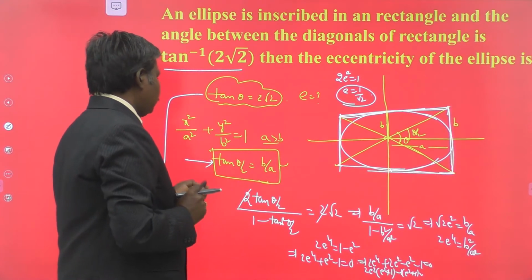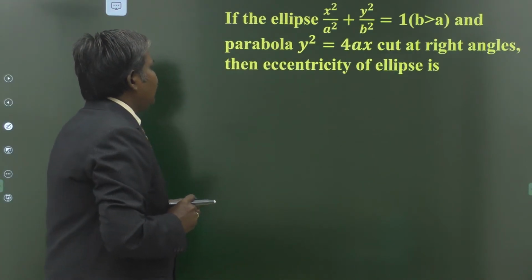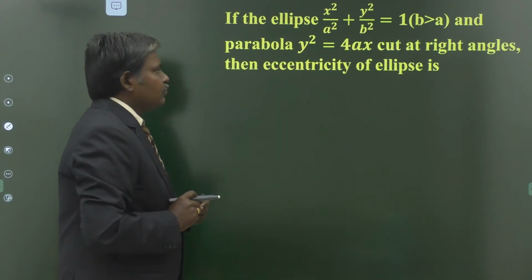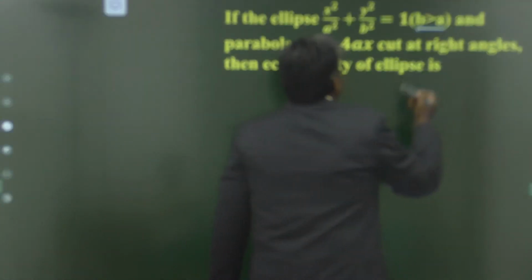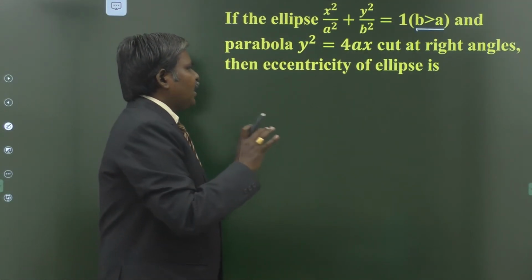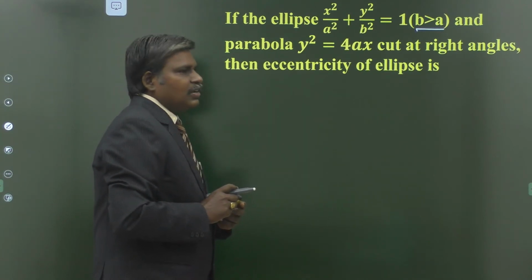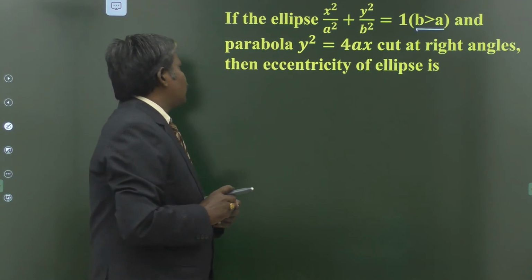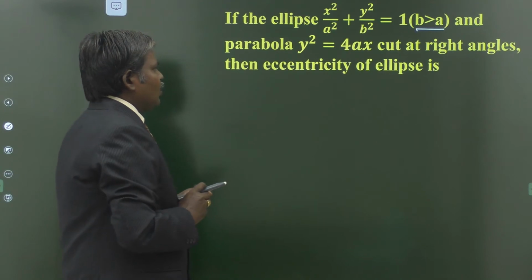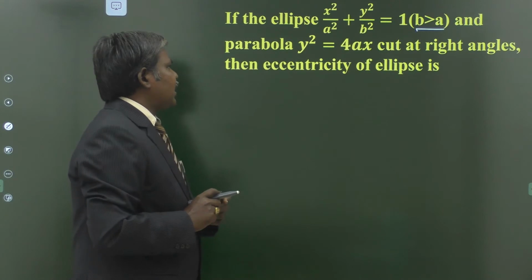Next one. If the ellipse x square by a square plus y square by b square equal to 1, the condition is b greater than a, and the parabola y square equal to 4ax cut at right angles, then the eccentricity of the ellipse is what? This is your question. The ellipse is there, x square by a square plus y square by b square equal to 1, that is b greater than a, and your parabola cuts at right angles.